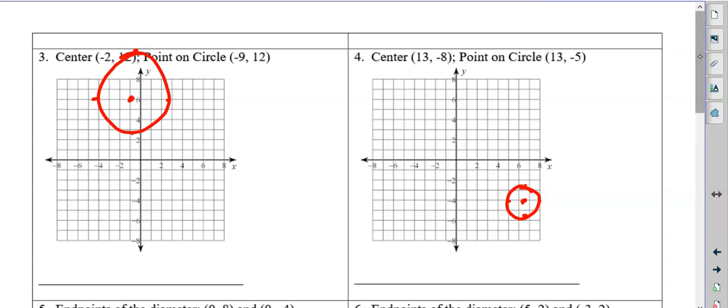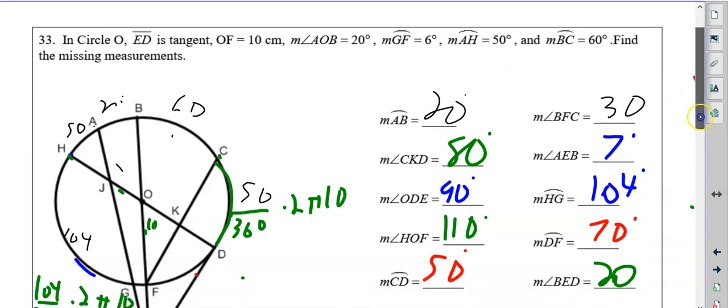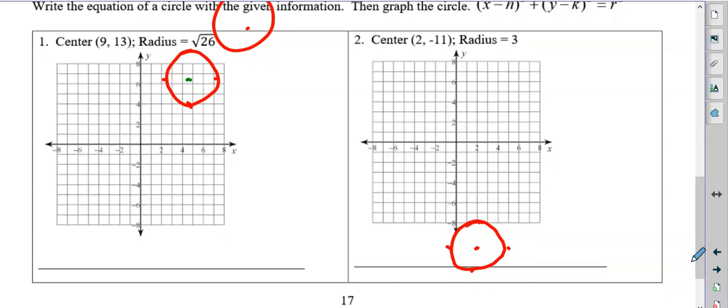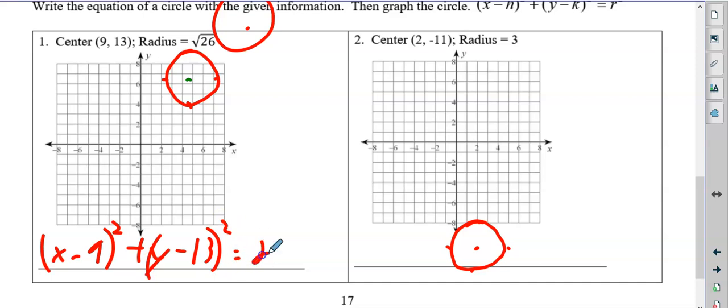Oh, let's see. Check something real quickly, sorry. Oh, and write the equation of the circle underneath. So go back to this one. This would have been x minus 9 squared plus y minus 13 squared equals 26. Because remember, it's radius squared. This one here would have been x minus 2 squared plus y plus 11 squared equals 3 squared, which is 9.